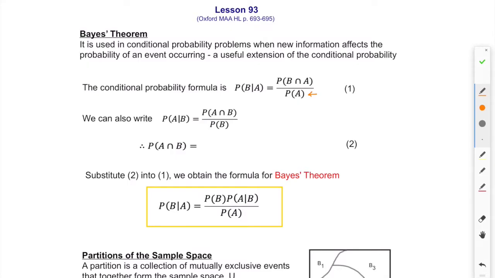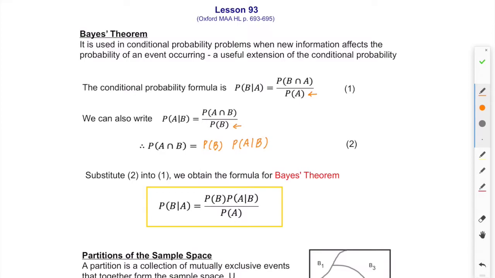I'm going to consider what if I reverse the position of A and B, meaning that I'm interested in the probability of A given B. We know that the change that we need to make would be mainly the denominator, because now our new restricted sample space is probability of B. Knowing that probability of A and B is equal to the probability of B and A, that means I can rearrange this equation and say that P of A and B is equal to P of B multiplied by P of A given B, okay?